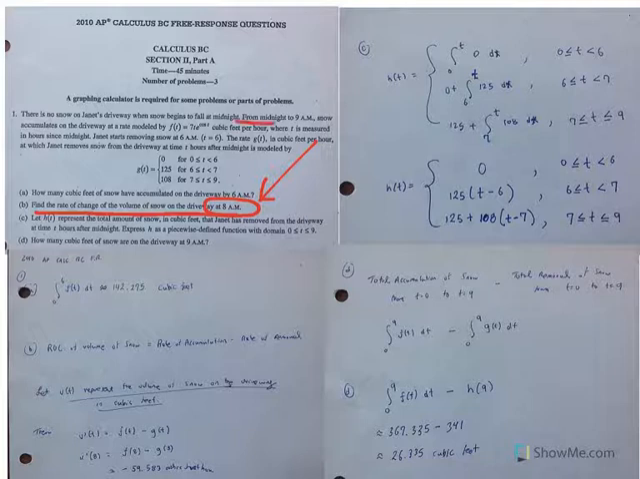Because in this sentence, it tells us from midnight to 9 a.m., snow is accumulating on the driveway at a rate modeled by the function f of t. So at 8 a.m., it's still snowing. It is still snowing at 8 a.m. But what else is going on at 8 a.m.? We know it's snowing at 8 a.m., but what else is going on?